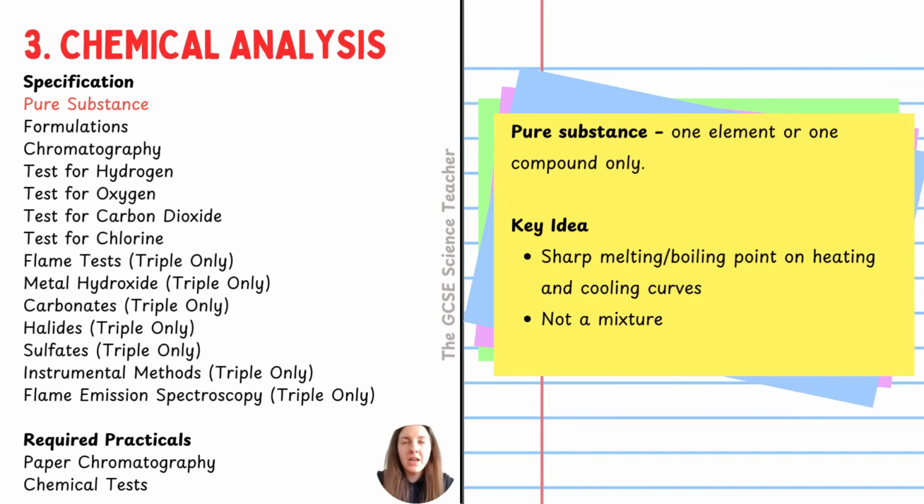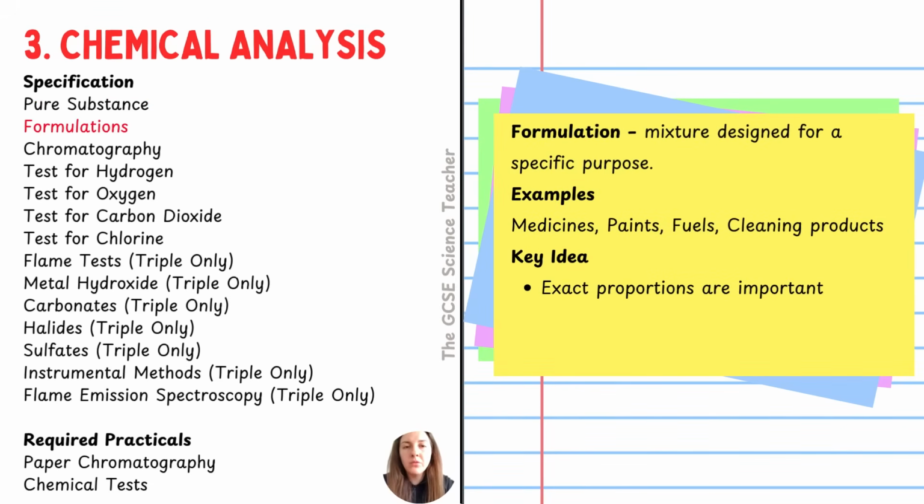Mixtures actually have a range. They almost have a gradient of boiling point or melting point because there are so many different parts to that mixture. Formulations are chemicals that are a mixture designed with a specific purpose. Think of things like medicines, paints, fuels, cleaning products. They have exact proportions which are important for the role that they have.